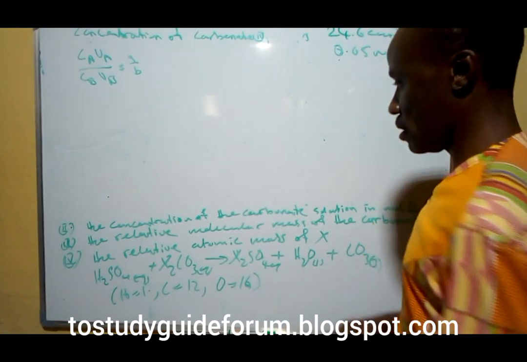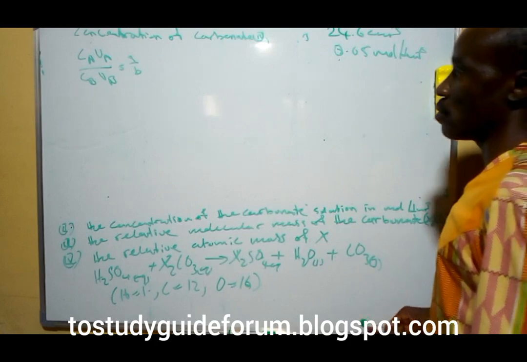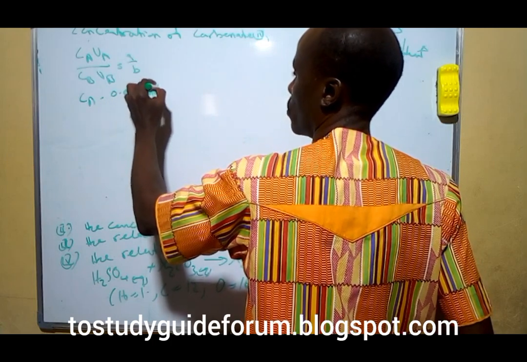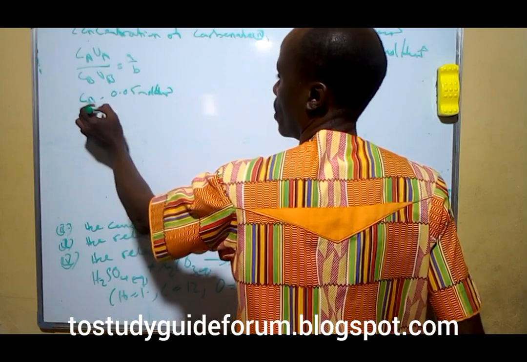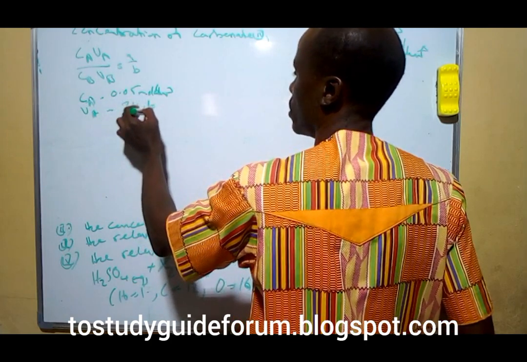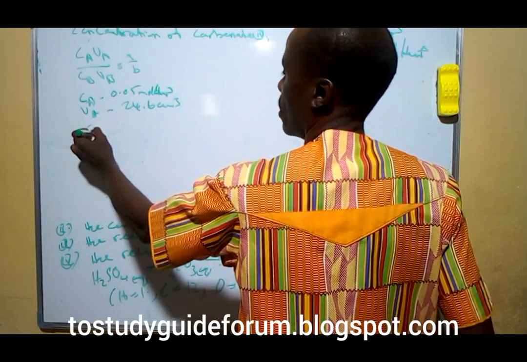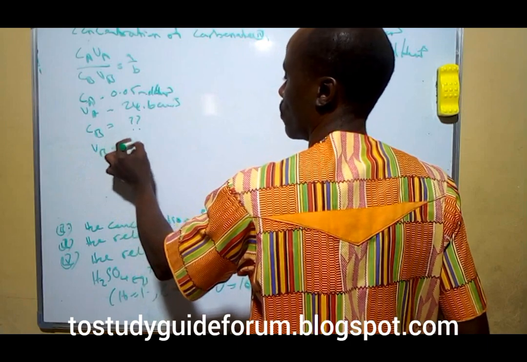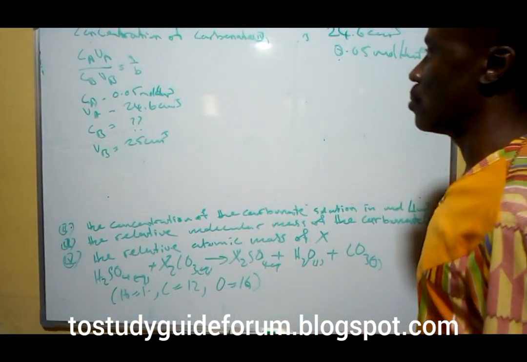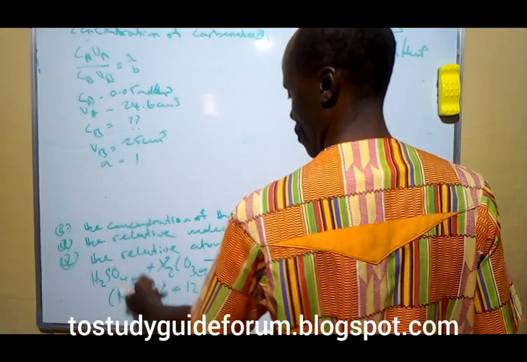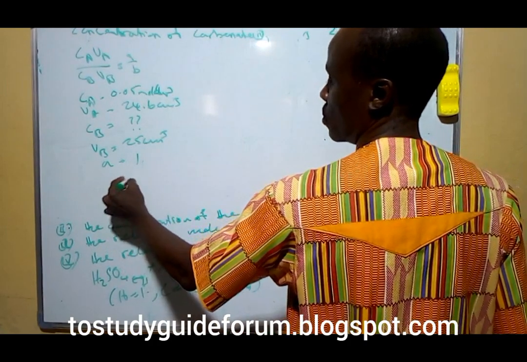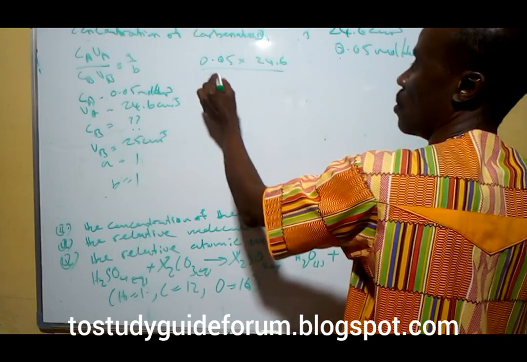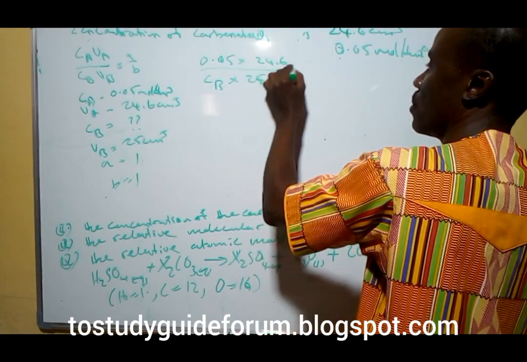So we're going to calculate the second one, that's the concentration of the carbonate in mol per dm cube. Since we have A to be 0.05 mole per dm cube, volume of A is 24.6 cm cube, and our B concentration is what we don't know, that's what we are looking for, and then volume is 25 cm cube. Then our A there is 1 from the relationship in this equation. B is also 1. So we can substitute, we have 0.05 times 24.6 over 25 equal to 1.